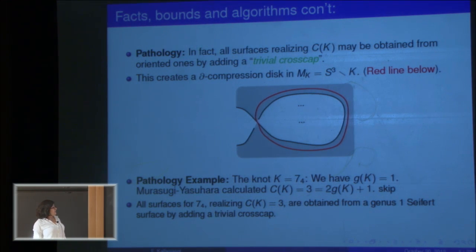And so in all of these cases, you do see this local picture when you put the standard Mobius band, and this red circle is going to give you a partial compression arc when you think of the orientable double. All right. And so this makes things difficult. And in fact, Murasugi and Yasuhara, for instance, proved that for the knot 7-4 of the knot table, this situation happens.